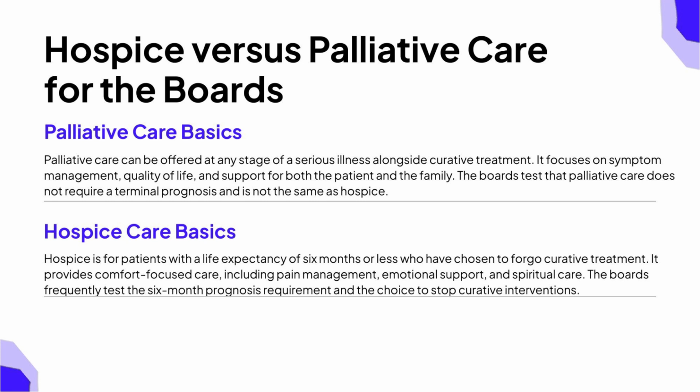Now, hospice care basics. Hospice is for patients with a life expectancy of 6 months or less who have chosen to forgo curative treatment. It provides comfort-focused care, including pain management, emotional support, and spiritual care. The boards frequently test the 6-month prognosis requirement and the choice to stop curative interventions. Know this distinction cold for exam day.